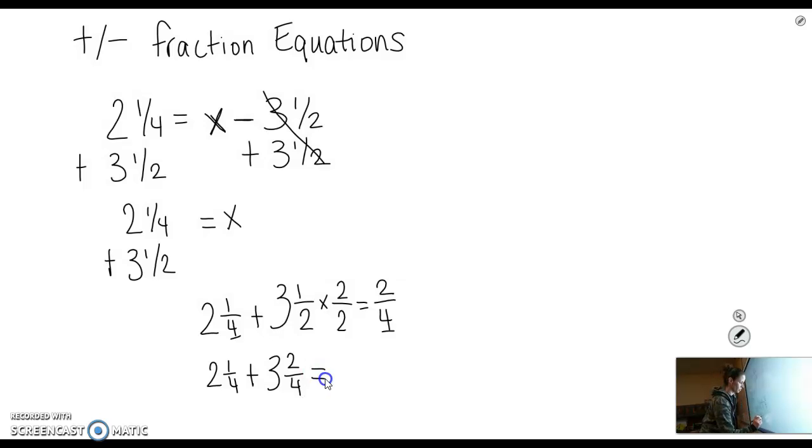Okay, so now I have 1/4 plus 2/4 is 3/4. 2 plus 3 is 5. So x equals 5 3/4.